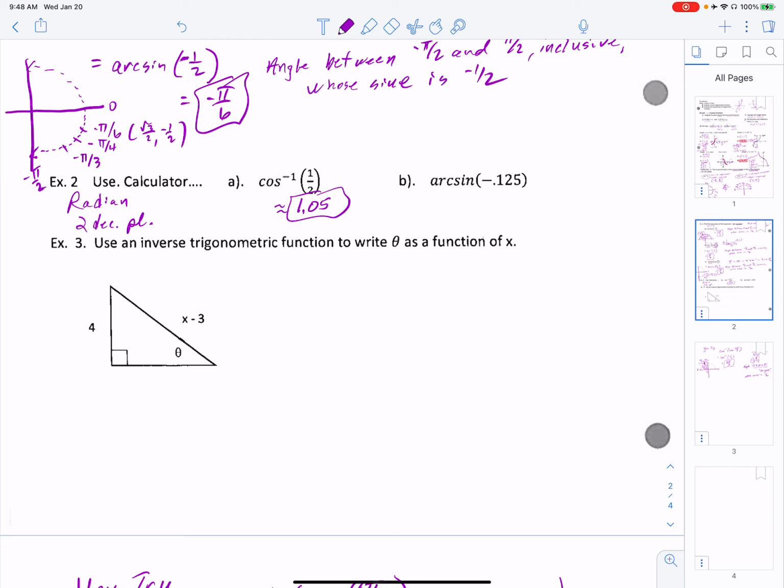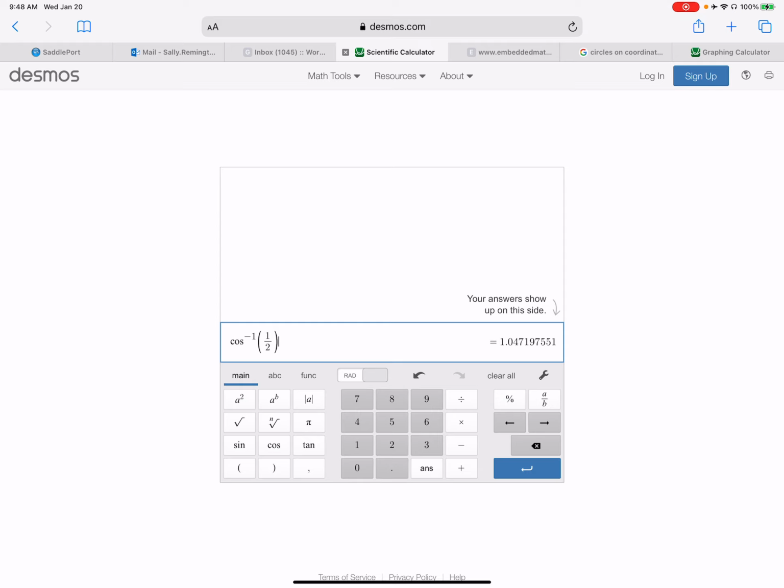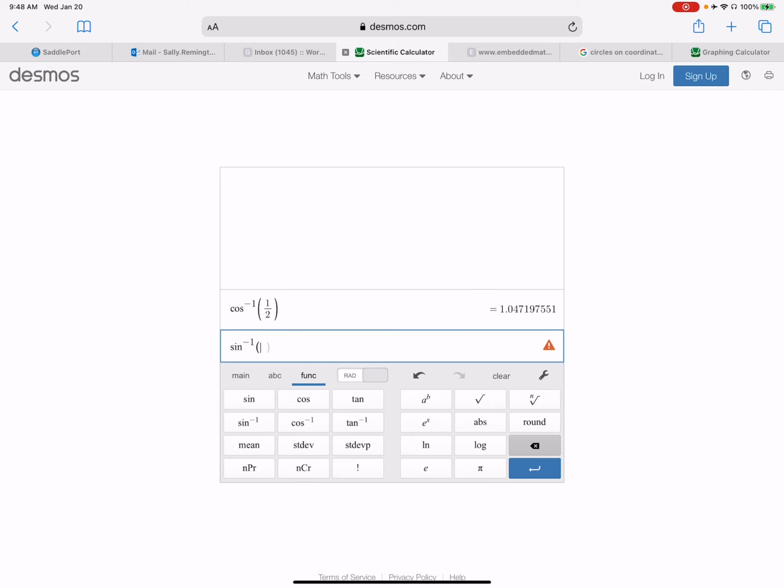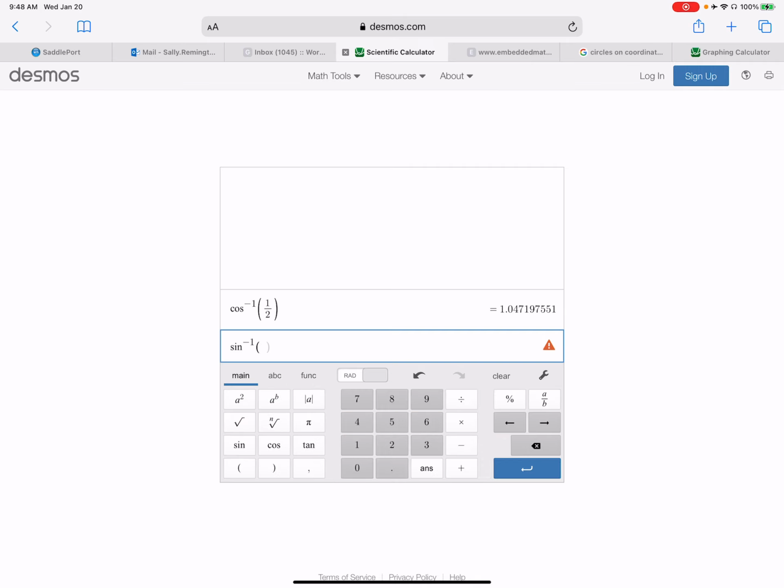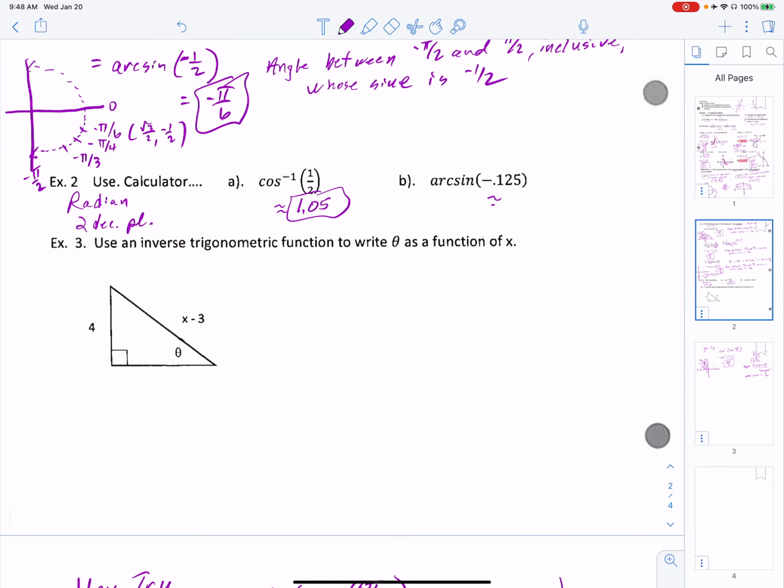Then we have an inverse sine of -0.125. And so I'm in radians, function, inverse sine, and then -0.125 is -0.13 to 2 decimal places. -0.13. So those are the values to 2 decimal places.